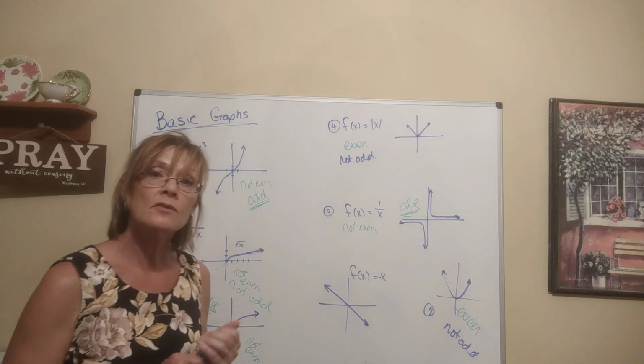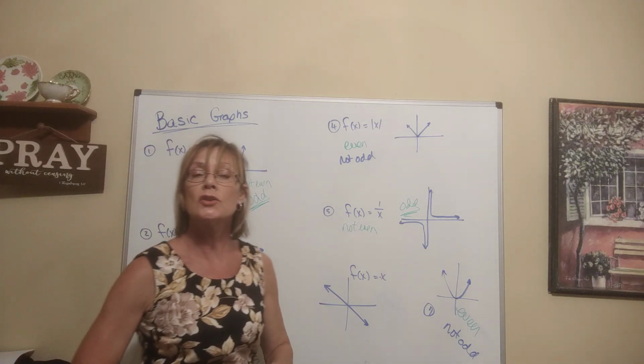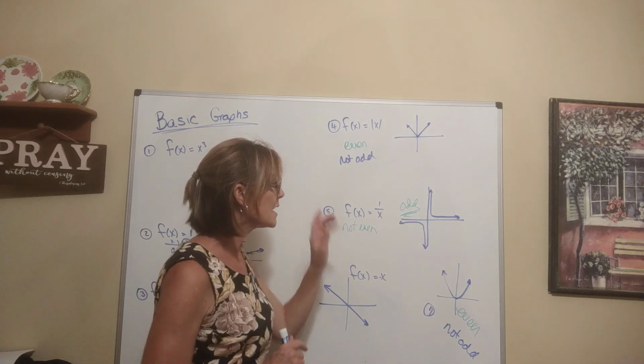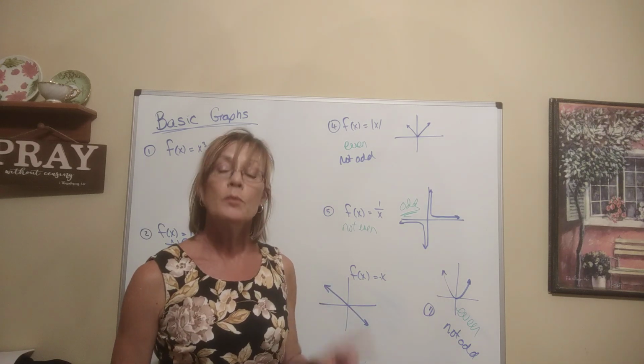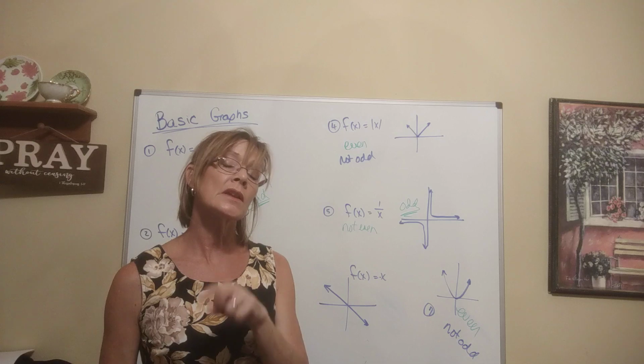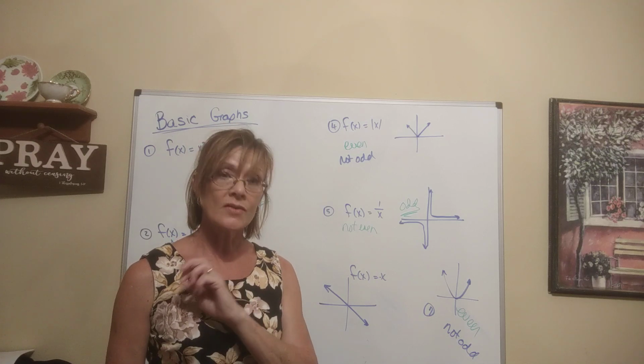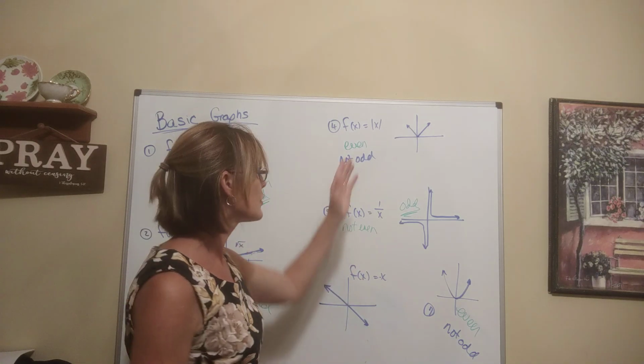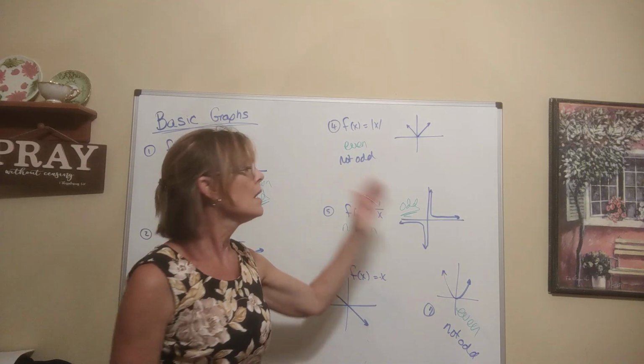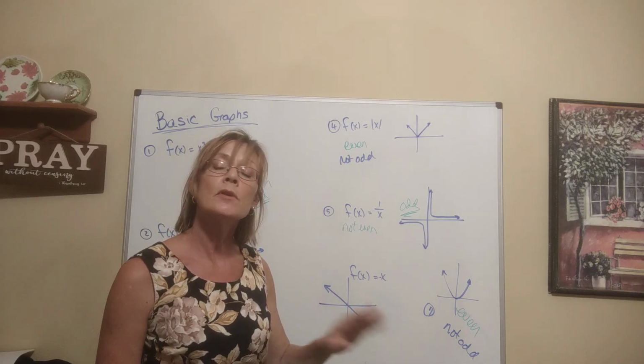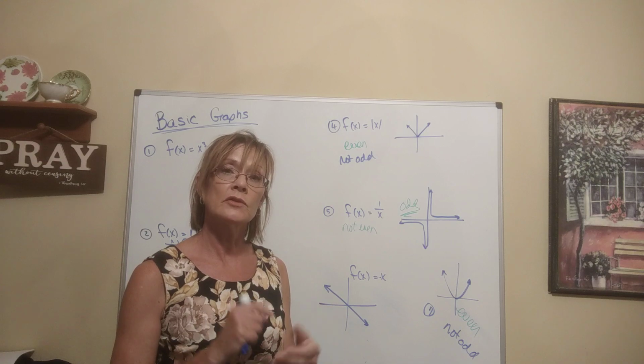Okay, that's the basic graphs. In the next video, we're going to start transforming graphs. What I didn't do in this video, but I'm expecting you to do when you turn it in to me, is write down the domain and the range for every one of those functions. We drew them. We talked about evenness and oddness. I want you to write the domain and range in interval notation.